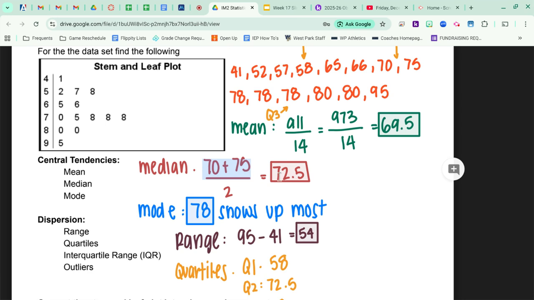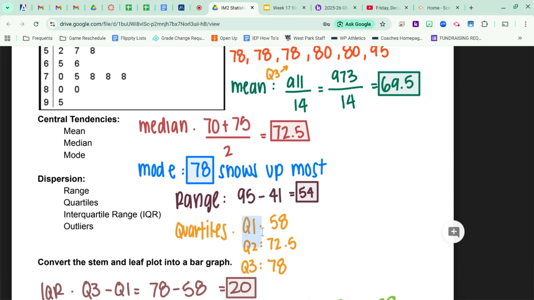Okay, now quartiles. You have to be able to identify your Q1, your Q2, and your Q3. Now you may have noticed that the Q2 is the median. The median is your Q2. It serves a dual purpose. Q2 is the median.